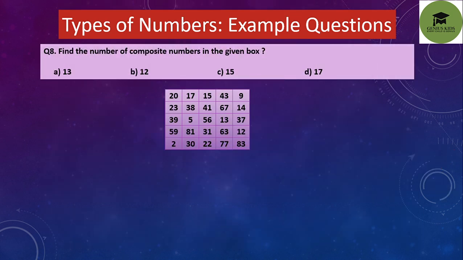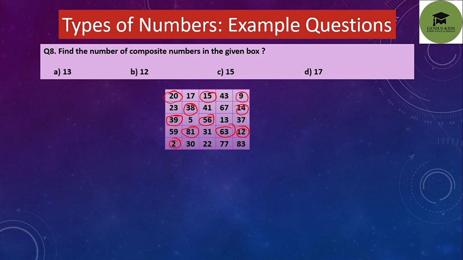Next is: find the number of composite numbers in the given box. What are the composite numbers here? Please calculate. What are the numbers? 20, 15, 9, 38, 14, 39, 56, 81, 63, 12, 2.